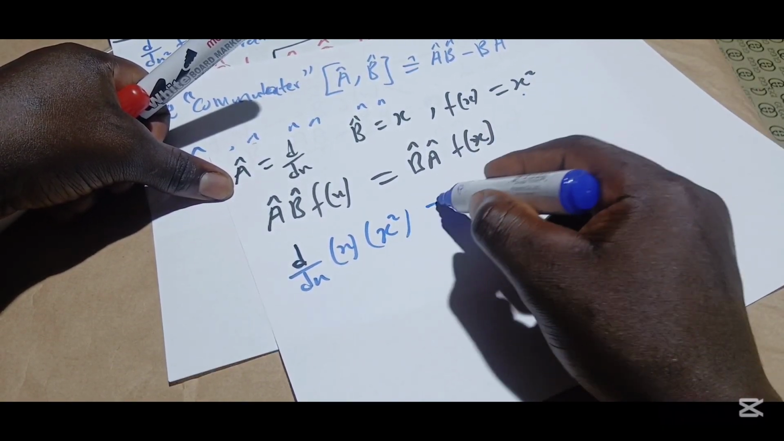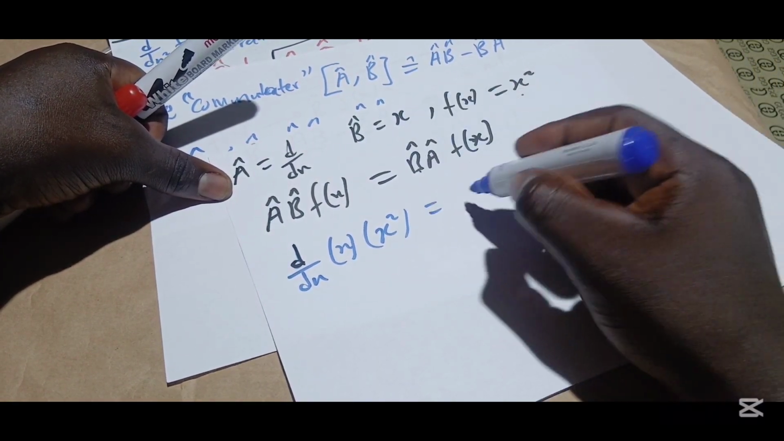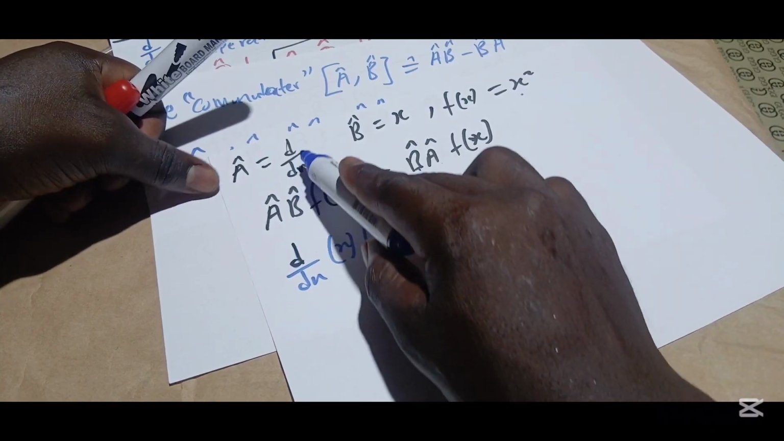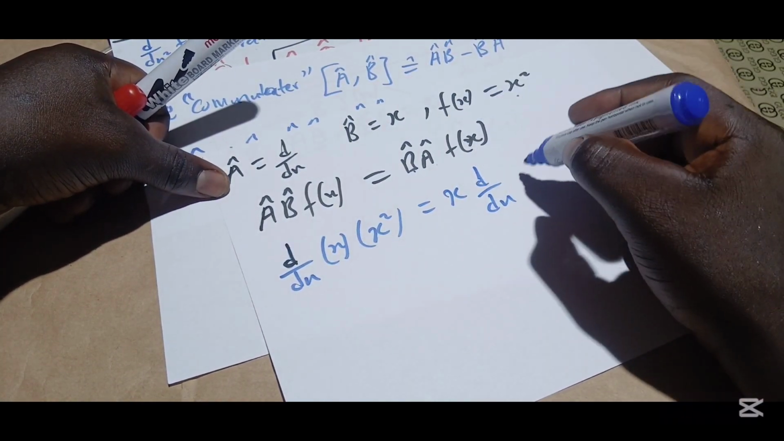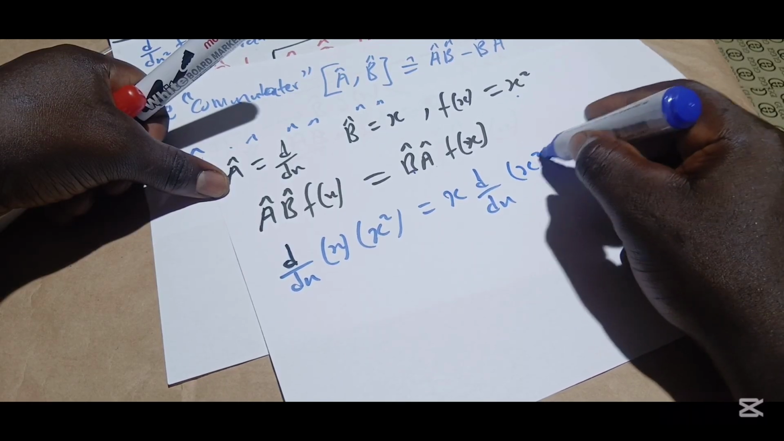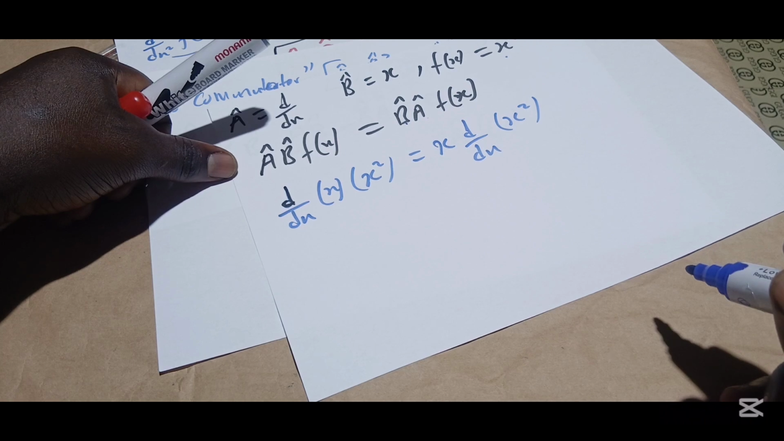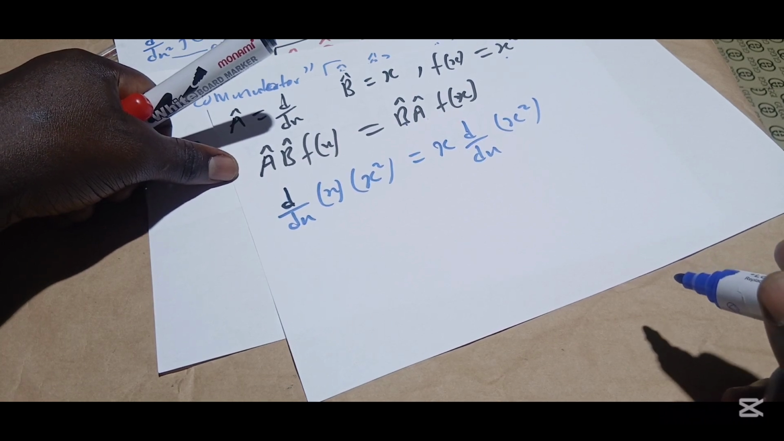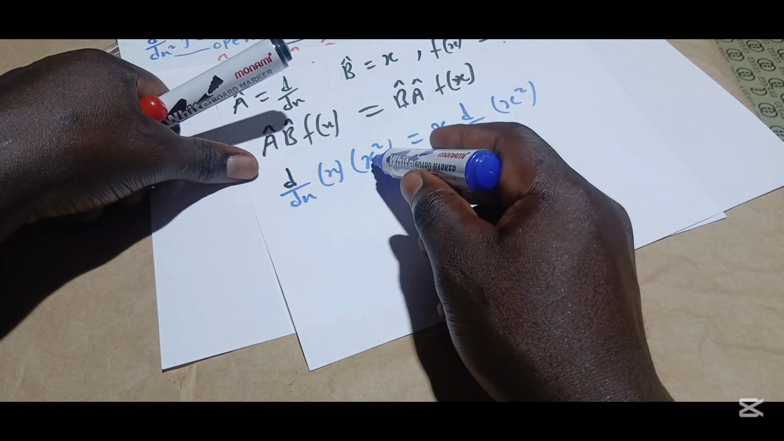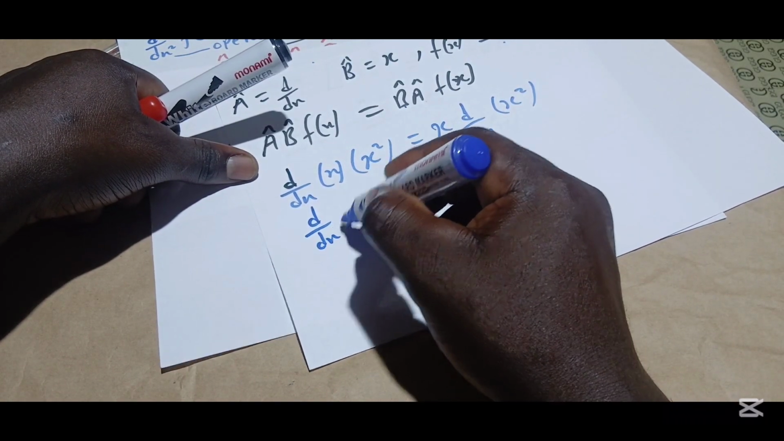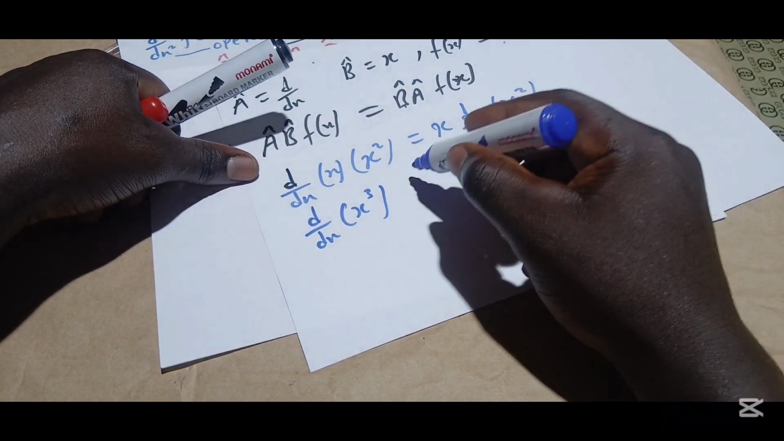So A B on x squared should be equal to B A on x squared. B is x, so x, and then A is d dx. We have d dx, and then our function, which is f of x, to be x squared. So now let's simplify this. What do we get for this? So this one, x multiplied by x squared, will give us x cubed, right? So we are actually going to find the derivative of x cubed here.